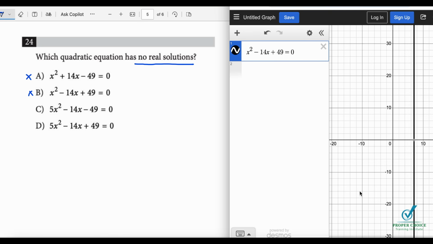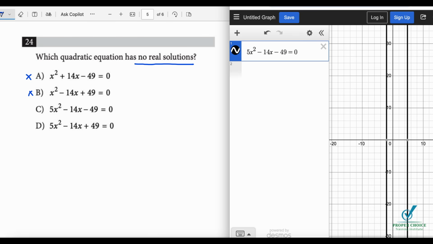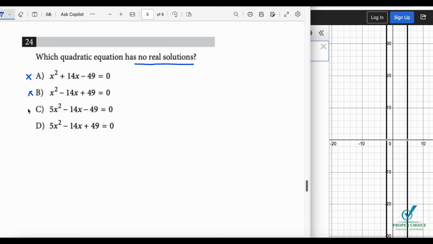Now try option C, 5x square minus 14x minus 49. Check it out, minus 49. I'm getting two distinct values, so it also has two real solutions. The only option we are left with is option D.